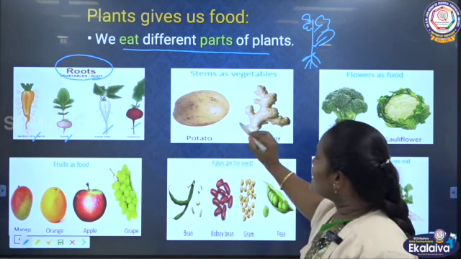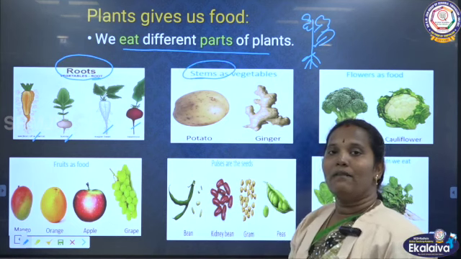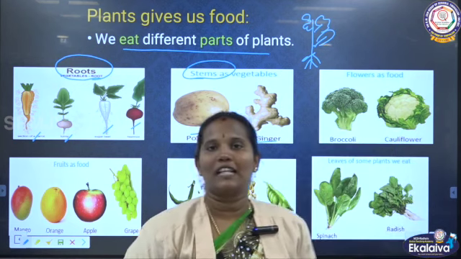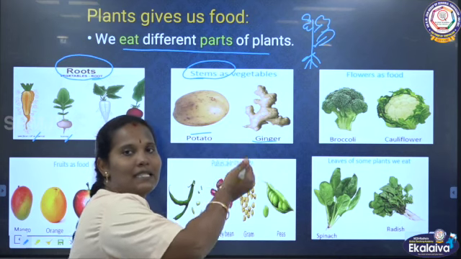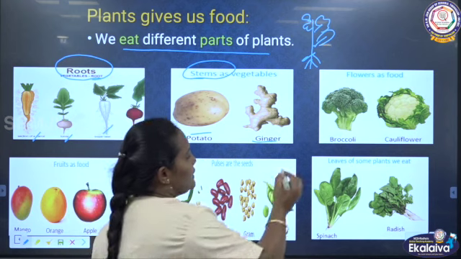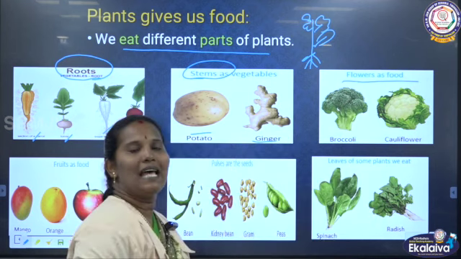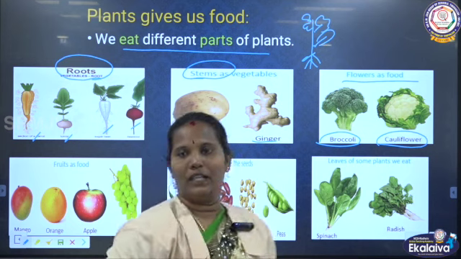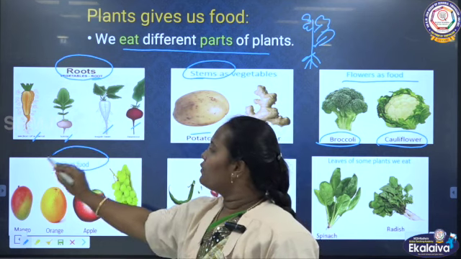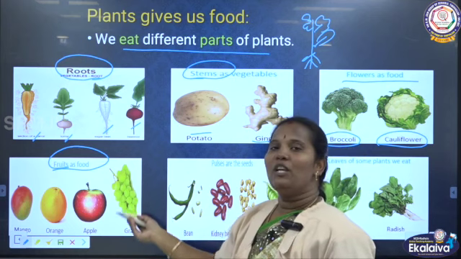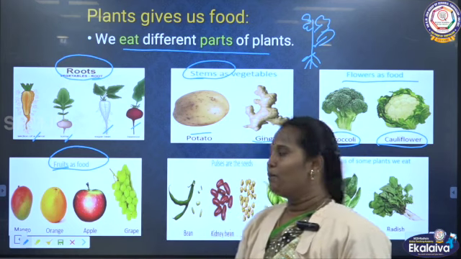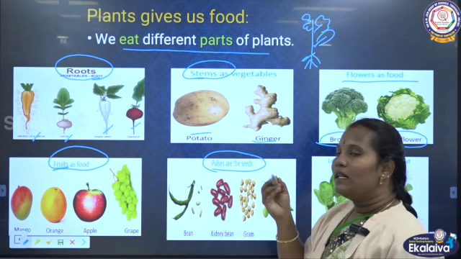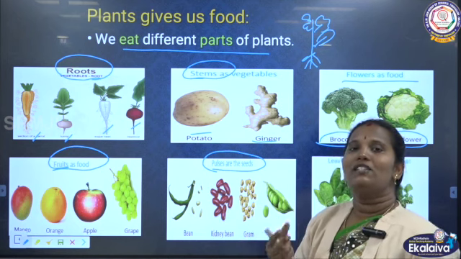Okay. Then some stem parts of the plant are also used as vegetables. What does that mean? Potato, ginger. Potato and ginger are actually a stem part of the plant. We are using the stem part as a vegetable. Then we can say flowers. We are having some flowers as food. For example, broccoli and cauliflower. We are having these. Then next one, fruits. We know that we have many fruits. For example, grape, apple, orange, banana, like this many fruits we are eating. Then pulses and seeds. Some plant seeds are used as pulses, cereals. Actually these are all the seed part of the plant.